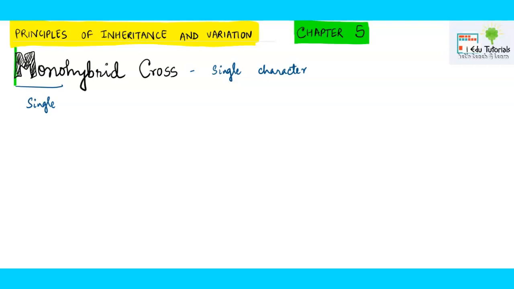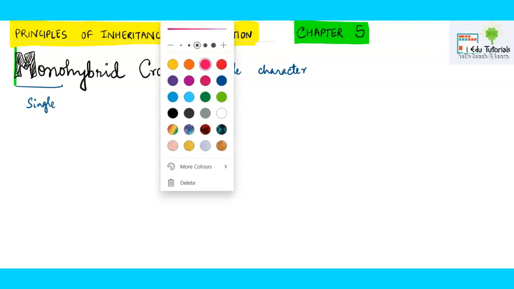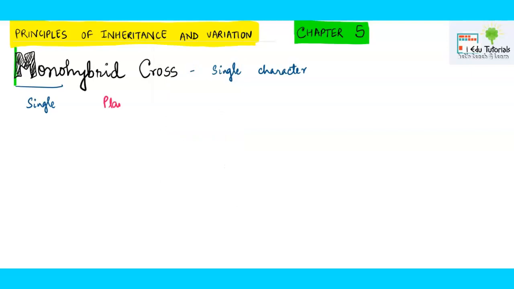Now in the first video of this chapter we have already discussed that the pea plant had 7 characters and each character was available in 2 contrasting traits. Now let's take a character, and we have taken plant height as one of the characters. Now, if you remember, plant height was a character and it was available in 2 contrasting traits. One was the dominant trait and another was the recessive trait.